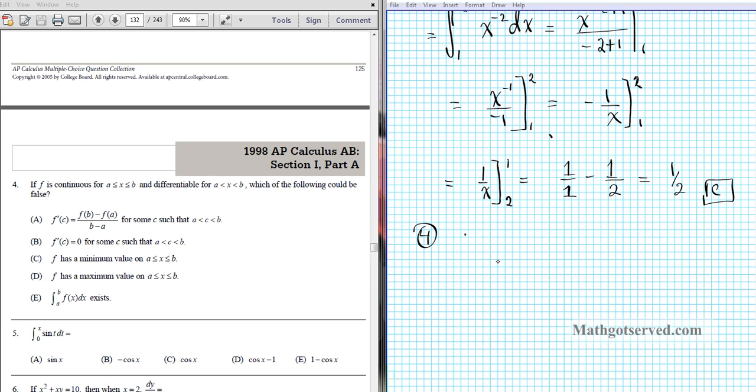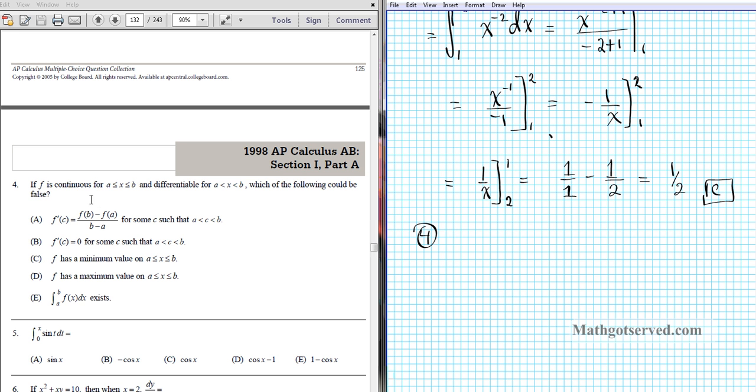Alright, so number 4, we're told that if f is a continuous function on a closed interval [a, b] and differentiable on the open interval (a, b), which of the following could be false. So option letter A, this is the mean value theorem. f prime of c represents the average, okay? So what are the conditions of the mean value theorem?